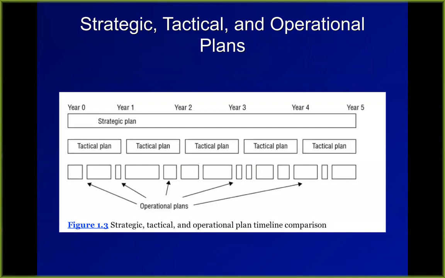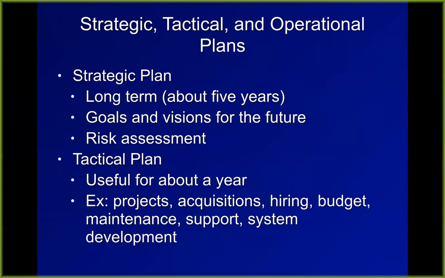So you have a strategic plan, which might go for 5 years, which is your long-range goals. Then you have tactical plans, quarter by quarter or year by year, of your short-term goals. And then you have little operational plans at the bottom of individual things, like putting in a new firewall or changing the password policy or something like that. So that's the game here.